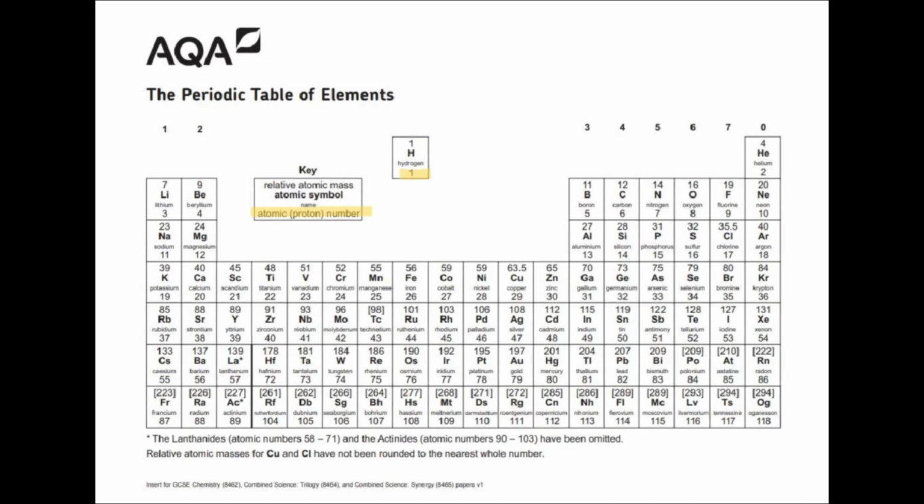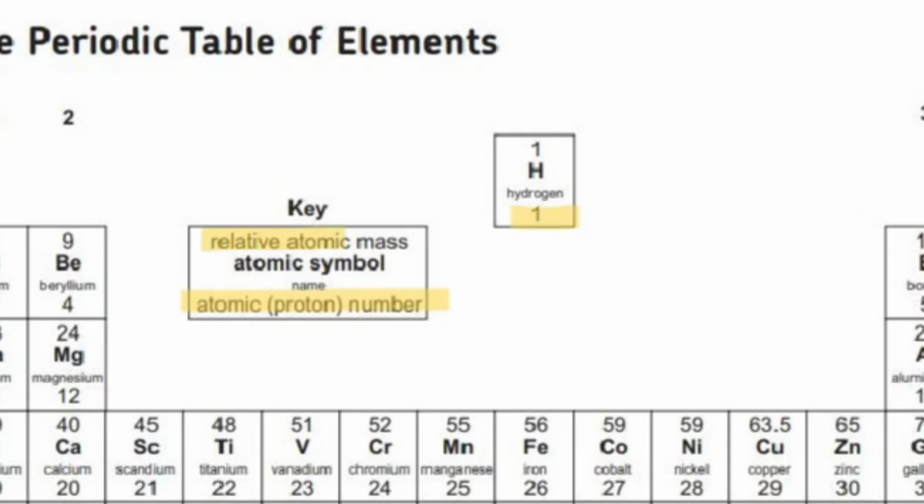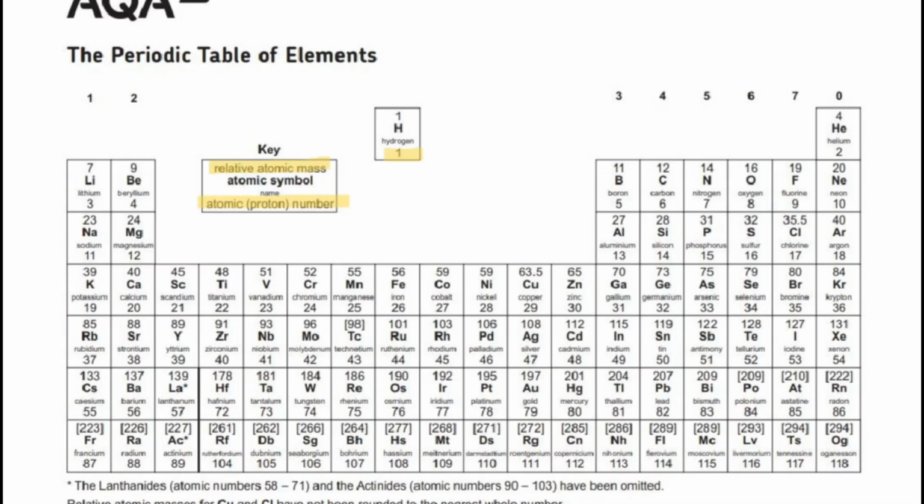The second useful thing to know about the periodic table is that each element has a relative atomic mass. Basically, the relative atomic mass will tell you the protons plus neutrons. And the atomic proton number, I've already said, just tells you the number of protons. What's useful about these two is you can use them to figure out how many neutrons an element has.